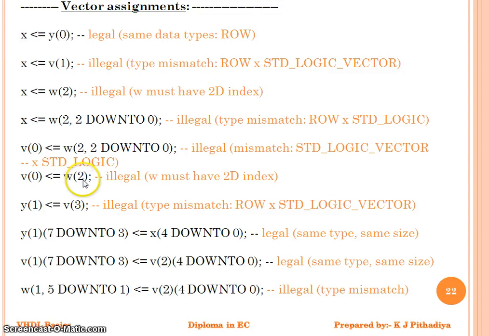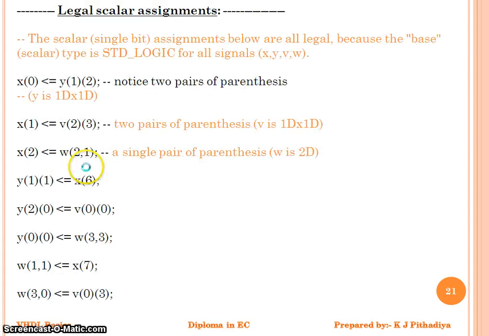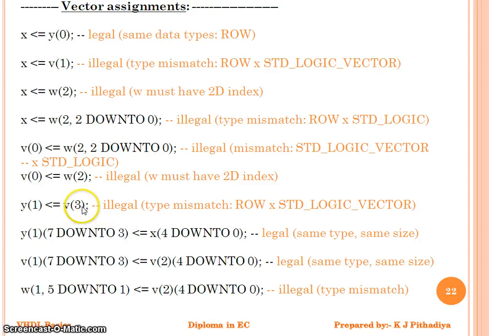Now here we have not used that comma and scalar value, that is illegal. V of 3, here you can see that whenever you are writing v of 0 0, in parenthesis we have used only one parenthesis, so that's why this is illegal. Next, x of 4 down to 0 is assigned to y of 7 down to 3. So 7 down to 3 gives you the difference 4, and 4 down to 0 again gives you the difference 4, so that's why you can assign that.